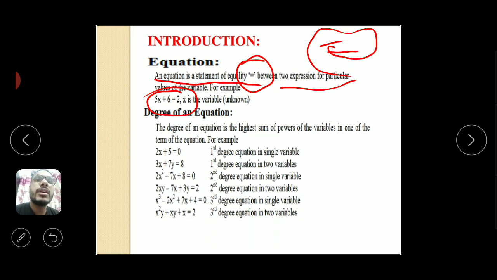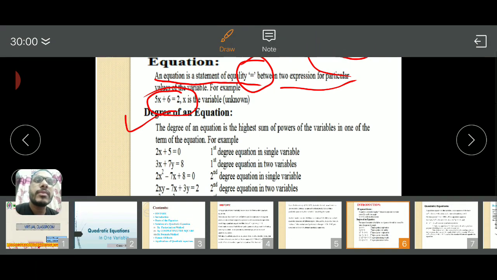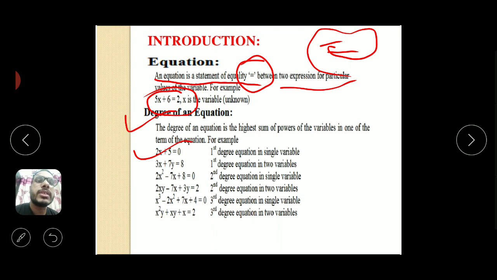Now talking about the degree of an equation, as I have already mentioned, a quadratic equation will have a degree of 2. If you check out the first example here, that is 2x plus 5 equals 0, see the power of x in the first part, 2x. So the power of x is 1 here, isn't it? That is the highest power, so the degree will be 1.